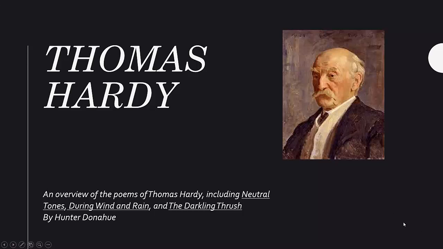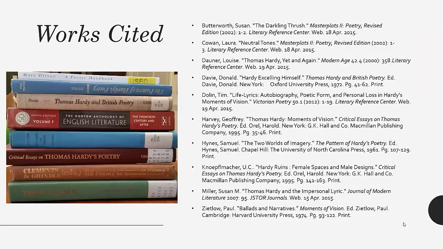Hello, my name is Hunter Donahue, and I'm going to go over 3 of Thomas Hardy's most well-known poems, including Neutral Tones, During Wind and Rain, and The Darkling Thrush. During this presentation, I will be referring to the literary critics and writers on this list. Please refer back to these sources for more information on Thomas Hardy's poetry.